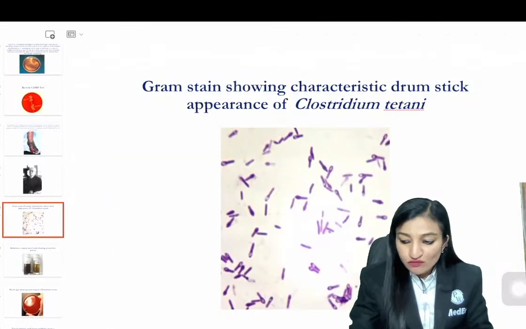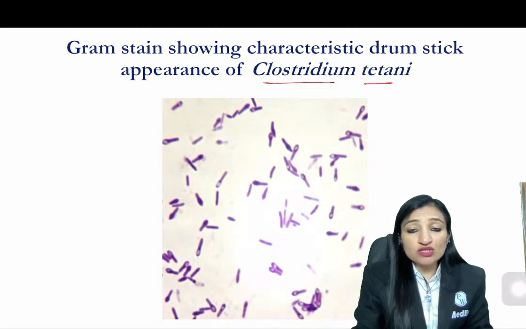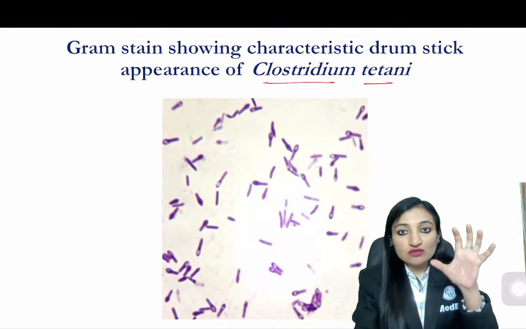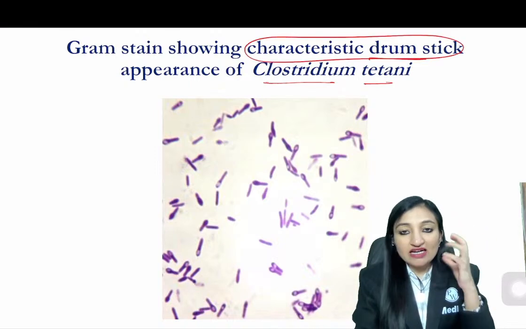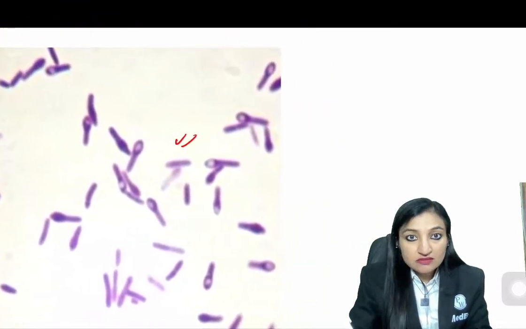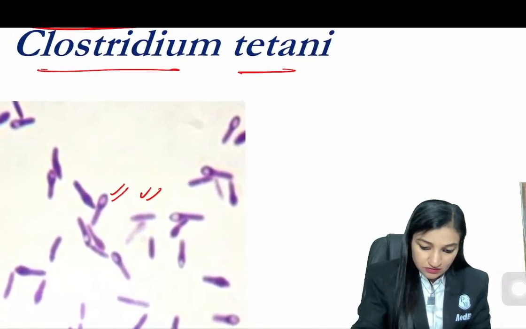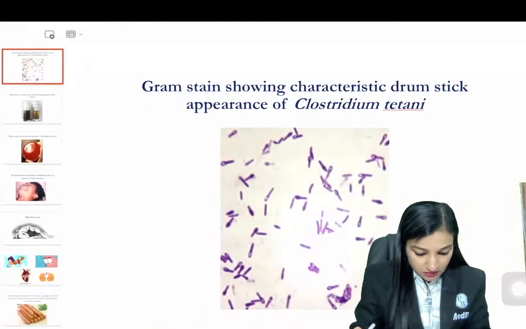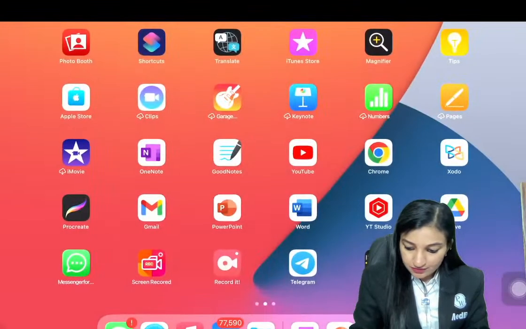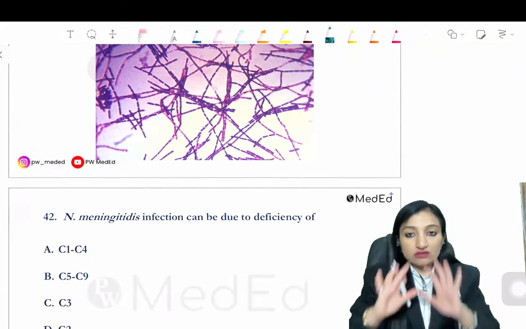Let me show you one good photo of these bulging spores. Clostridium tetani has got spores which are terminal and spherical, described as drumstick appearance. Look at this, nice. Is this clear? So that's about that question.